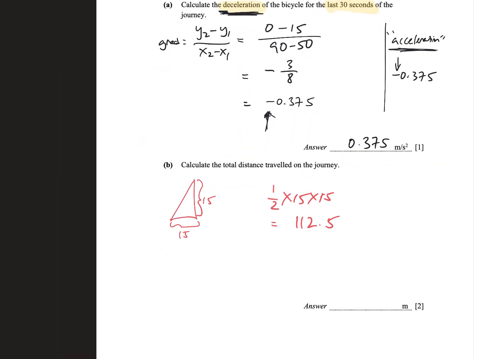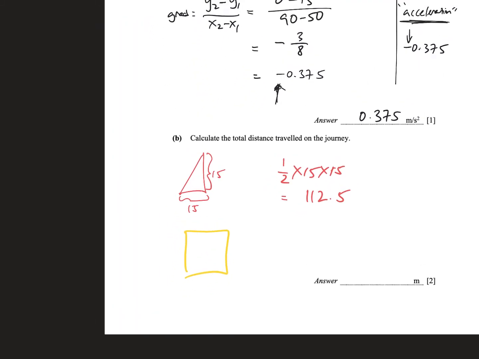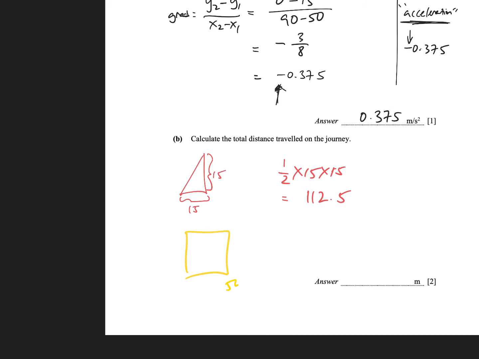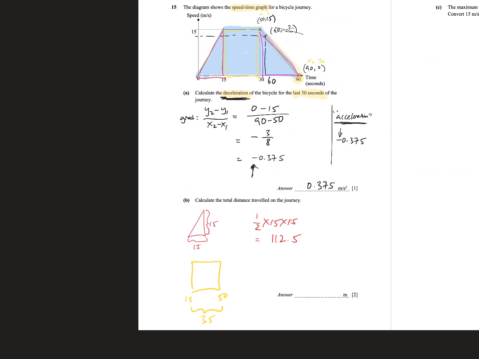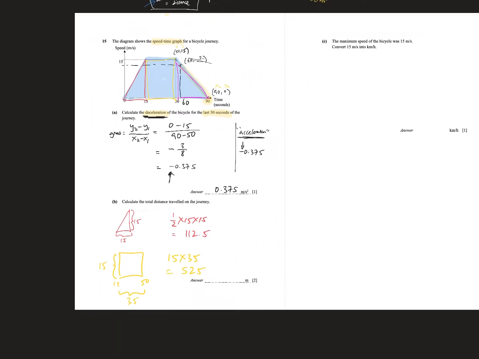And now let's do the yellow section. So the yellow section looks like this, where it's 50 and 15 over here. So if I take 50 minus 15, that gives me 35. That's my length. And then my height is 15. So the area for this one is simply 15 times 35, which gives me 525.